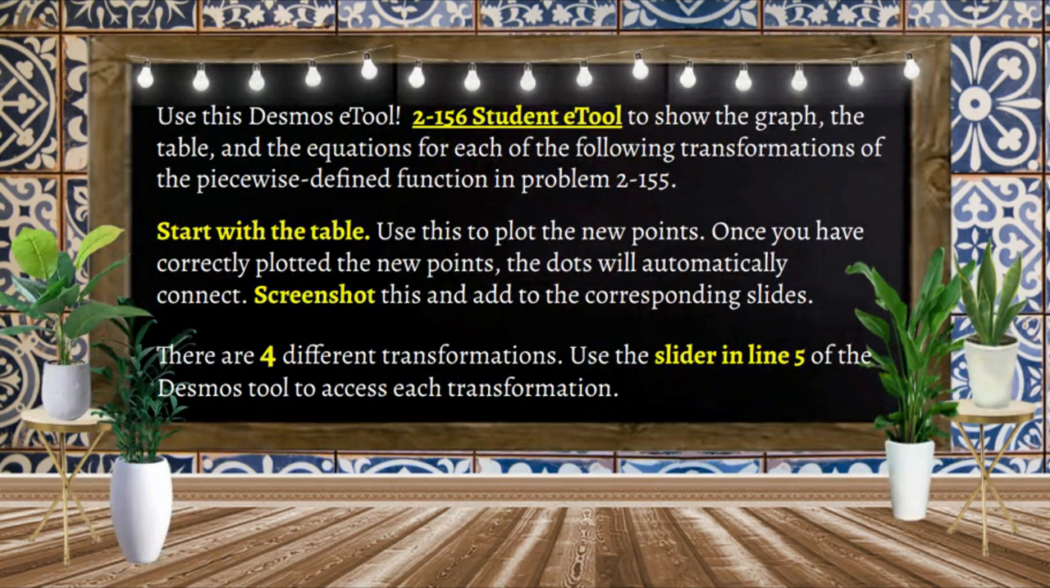And again, there are 4 different transformations. So if you use the slider on line 5 of the Desmos tool, you can access each transformation. So like the first one pops up, if you slide over, the second one will pop up and so forth. And they have it set up already to where whenever you have the dots in the right place, they will connect.